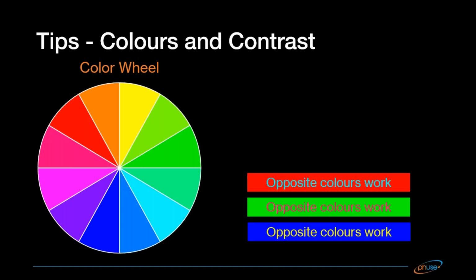The best way to do it is to pick a color that's opposite on the color wheel. So for red, you want to pick kind of a light green. For green, you want to pick one of the pink colors or the mauves. For blue, yellow works quite well.